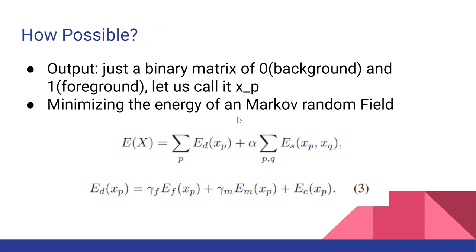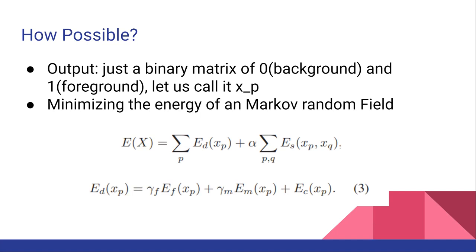So our goal is to have a binary matrix of 0 and 1, where 0 represents that the pixel belongs to the background and 1 represents that the pixel belongs to the foreground. Let us call it variable xp. The general principle with the flash and non-flash pair is that the foreground object will be much more heavily affected by the flash compared to the background, which only has minor influence on the camera, in the images.